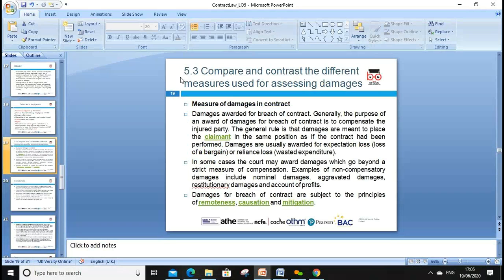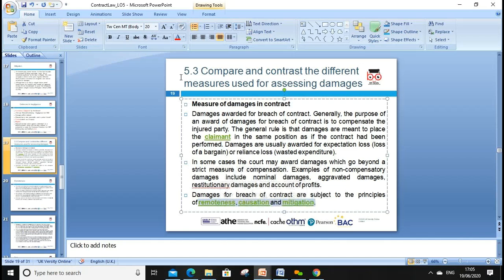Any questions there? Then compare and contrast the different measures used to assess damages. Yes, we can look at the different measures to assess it: remoteness, cause, and mitigation. So three subject principles you need to think about. What is cause? What is mitigation?